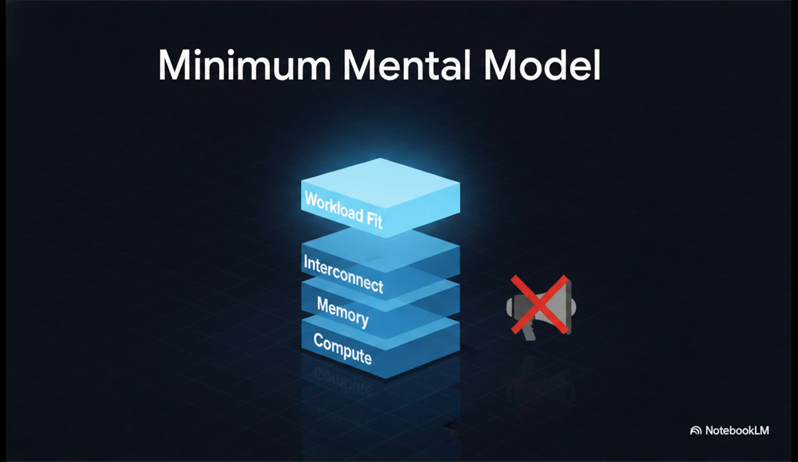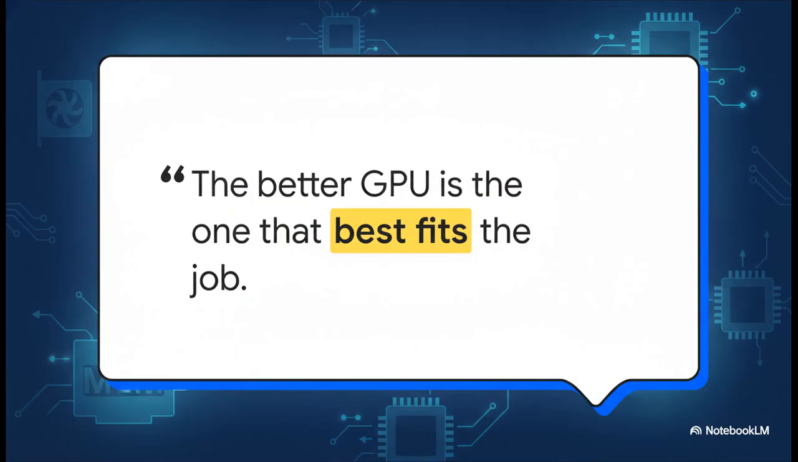If you take nothing else away from this explainer, keep this minimum mental model in your back pocket. A GPU is a deeply integrated system. Every single layer, compute, memory, interconnect, and efficiency must seamlessly align with your specific task. And never forget that marketing claims are designed to grab your attention, not to evaluate system architecture. I absolutely love this thought, and it all comes back to this. The better GPU is the one that best fits the job, not the one with the loudest headline number.